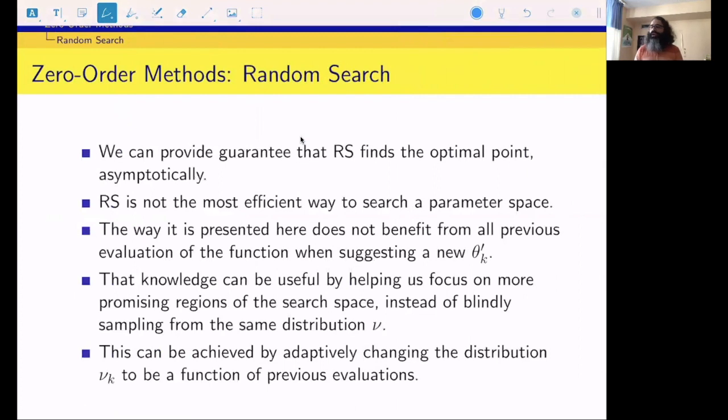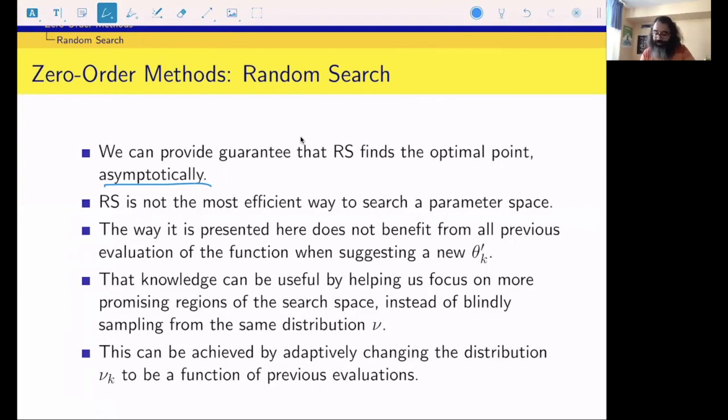I'm not going to prove this, but there is a proof in the lecture notes, and we can show that random search finds the optimal points, but asymptotically. So eventually we get arbitrarily close to the optimal policy. That's a more accurate statement.